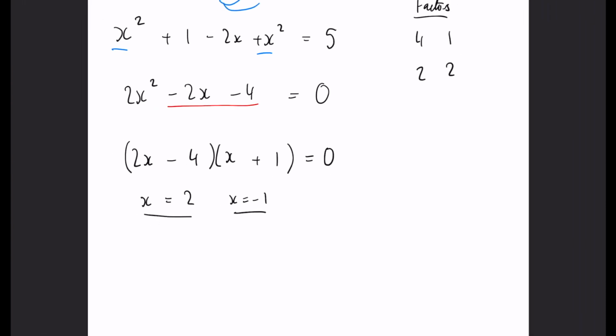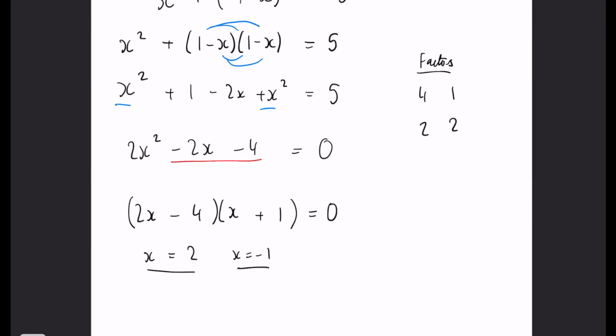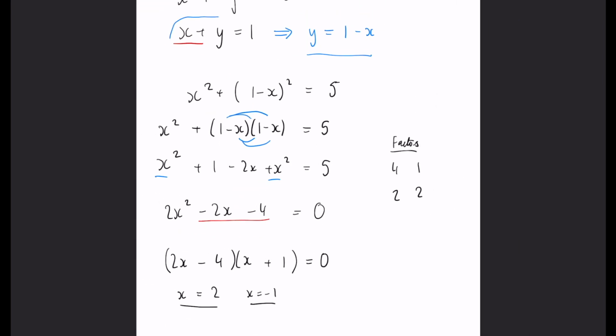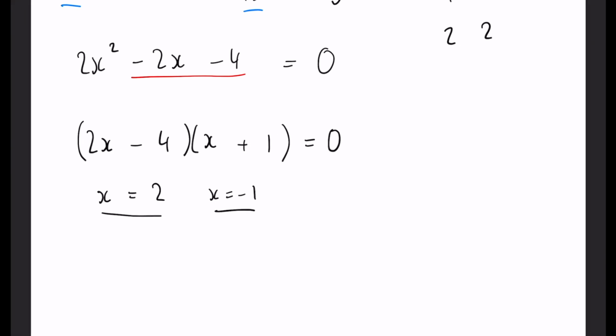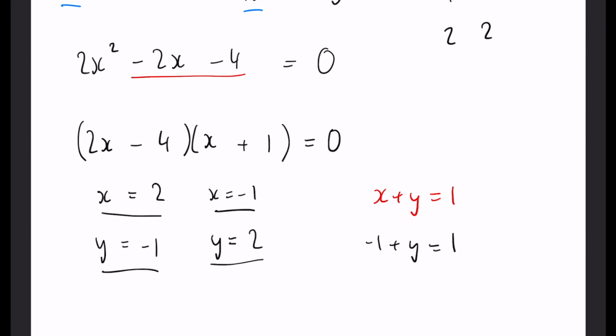Now, just like with the previous examples, if we've got the x variable, we can substitute it in to give us the y variable. Now, we know using this equation up here, that x plus y must equal 1. If I bring that down here a bit more, if we substitute in each x variable, it will give us the corresponding y solution. So if x is 2, we're going to have 2 plus y equals 1. So y here must be -1. And if x is -1, then we are going to have -1 plus y equals 1. So y is going to be 2. And they are your two solutions.